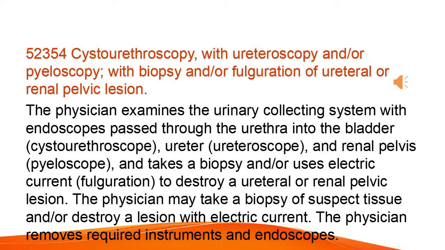Cystourethroscopy with ureteroscopy and/or pyeloscopy, with biopsy and/or fulguration of ureteral or renal pelvic lesion. The physician examines the urinary collecting system with endoscopes passed through the urethra into the bladder, cystourethroscope, ureter, ureteroscope, and renal pelvis, pyeloscope, and takes a biopsy and/or uses electric current, fulguration, to destroy a ureteral or renal pelvic lesion. The physician may take a biopsy of suspect tissue and/or destroy a lesion with electric current. The physician removes required instruments and endoscopes.